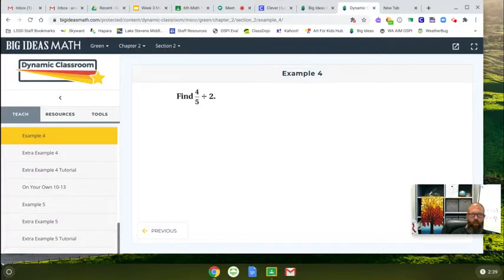Okay, here we go. Example 4, 2.2. What are they throwing at us this time? So we are dividing again. 4/5 divided by 2. What do I do?